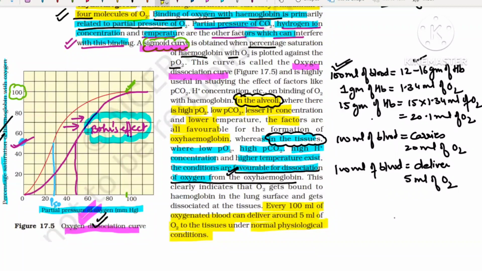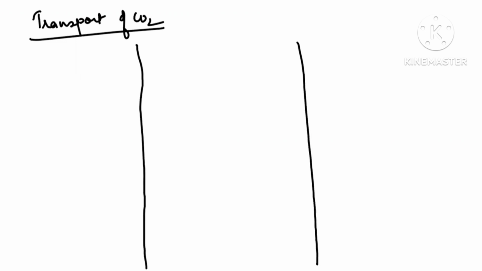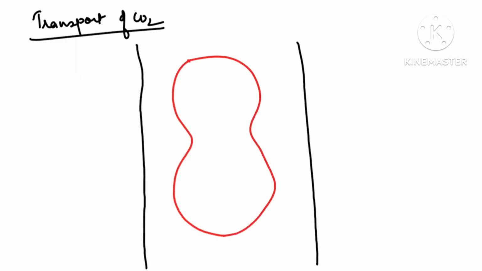Now let us study transport of carbon dioxide. For transport of carbon dioxide, try to understand. I'll just draw one diagram. Please understand it properly. This is your blood capillary, imagine, okay? This is the blood capillary and this is the RBC. I'm drawing this at the tissue level. At the tissue level, carbon dioxide concentration is high, its partial pressure is high. So 7% of carbon dioxide will dissolve in plasma. Clear? It will dissolve in plasma.